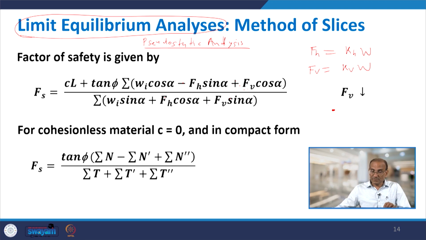Now the top equation is simplified when c equal to 0, and in compact form it can be written in this form, where n is this term. What is n prime?